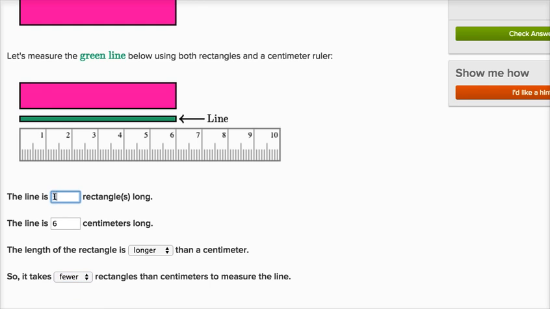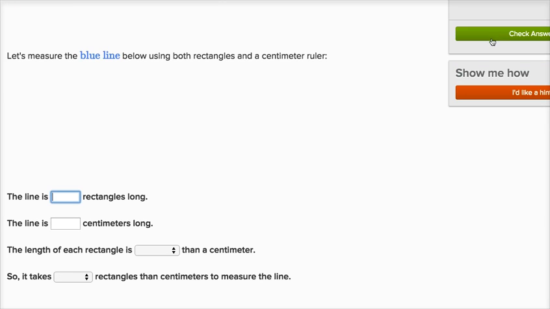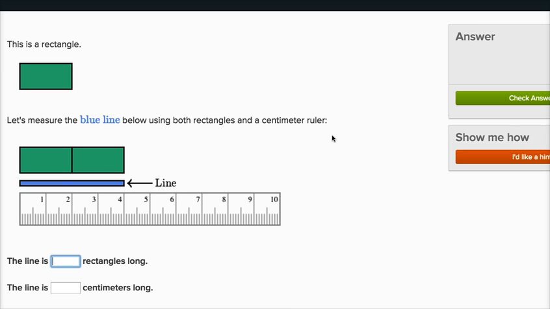And you see that. Fewer rectangles. 1 is fewer than 6. It only took 1 rectangle to measure the line because the rectangle is so long. And it took 6 centimeters to measure the line. So it took fewer rectangles than centimeters to measure the line. Let's keep going.